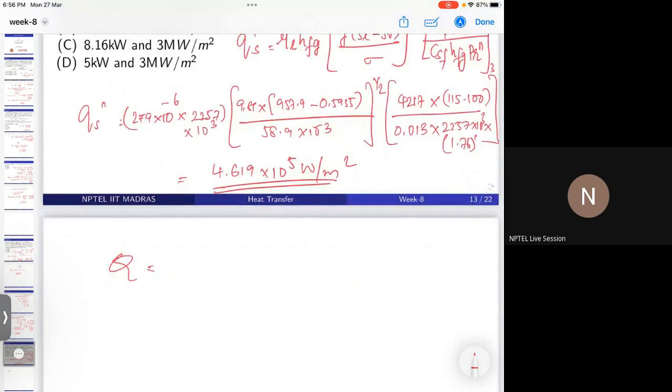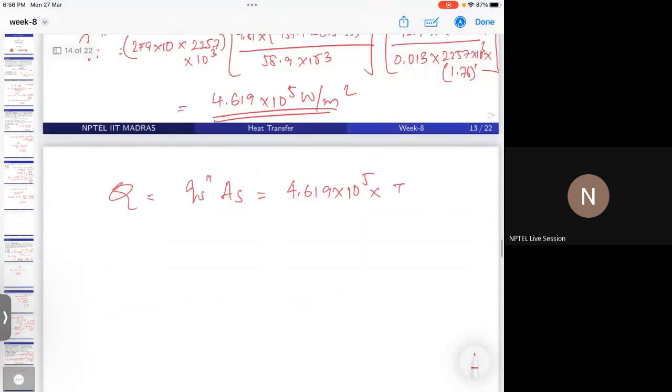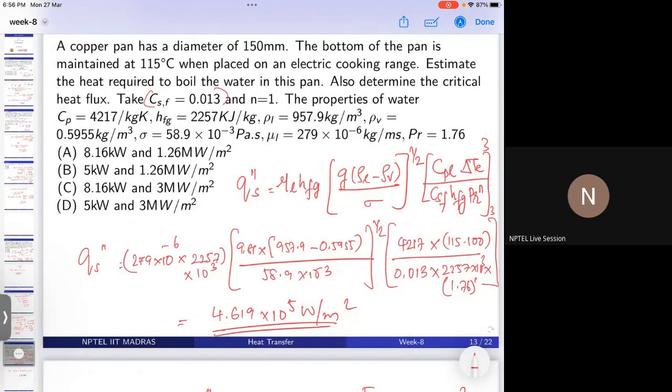So Q is equal to the heat flux times the surface area: 4.619 into 10 raised to 5, into the surface area of the pan. What is the diameter of the pan? 150 mm, which is 0.15 meter. We'll get 8.16 kilowatts as the heat that is required to boil the water. It's the heat that is applied to boil the water.